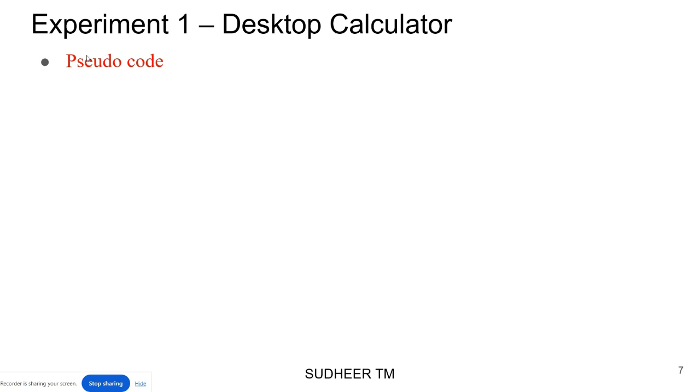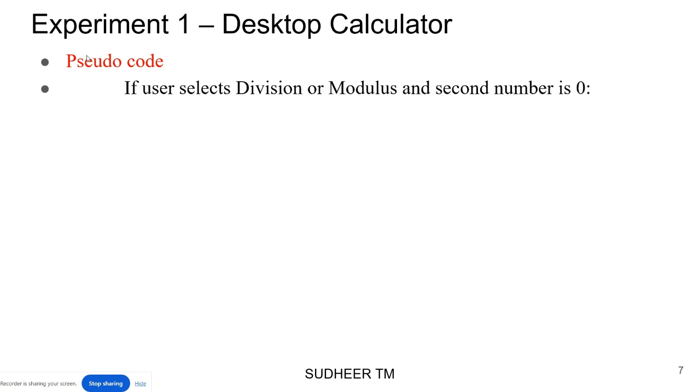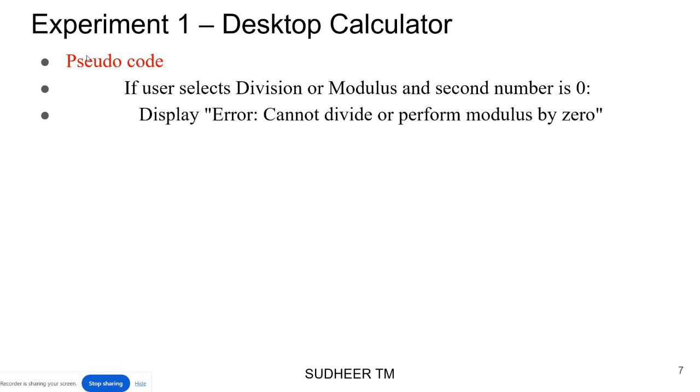After accepting both numbers in the proper format, if the user selects division or modulus and the selected number is 0, that is, the selected operation is division or the selected operation is modulus, and the second number he inputs is 0, that division by 0 is not possible, then immediately you need to warn or give the error message. That checking we must do from our program. In that case, display error: cannot divide or perform modulus by 0.